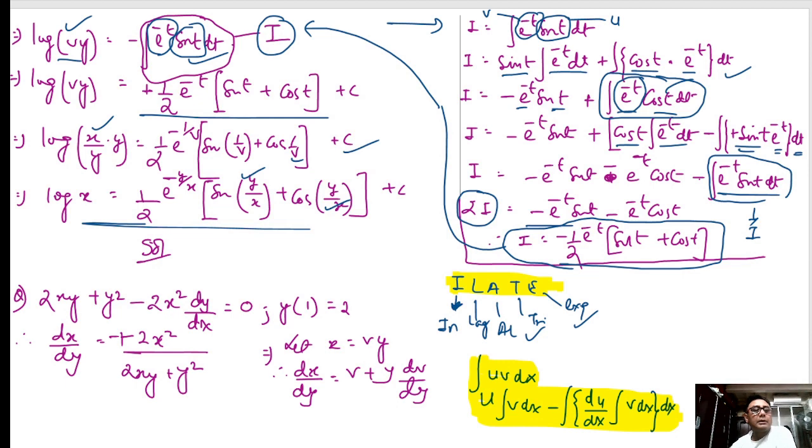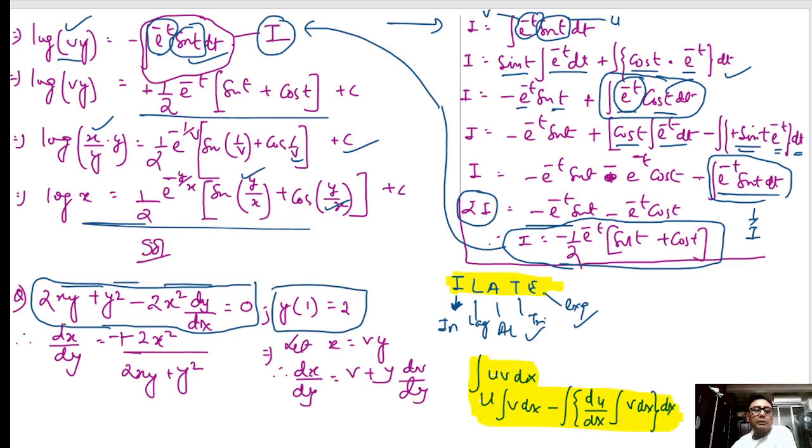The next sum is here: 2xy plus y square equal minus this equal to 0. This is our equation which we have to solve, and this is for finding the value of the c.